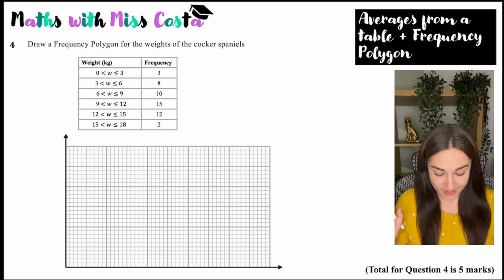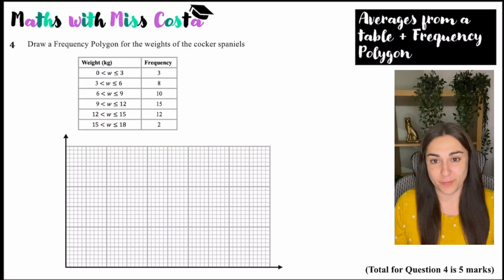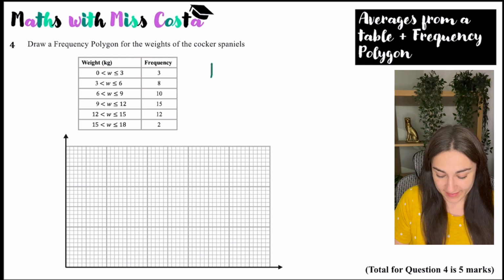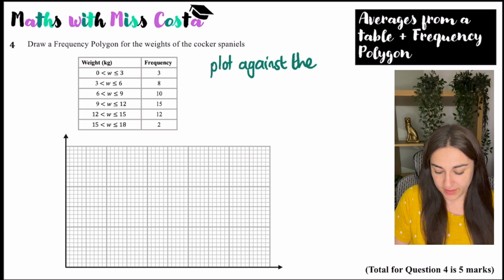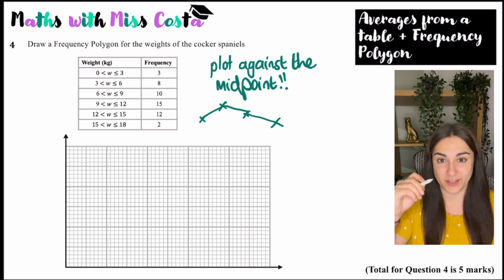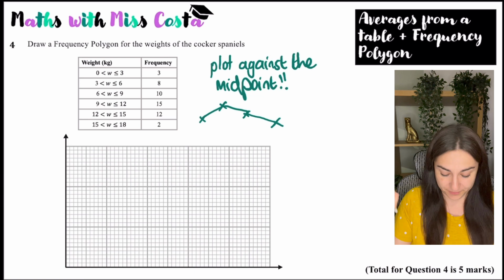Okay, so here I've been asked to draw a frequency polygon for the weights of the Cocker Spaniel. So the same table, just draw a frequency polygon for it. And the key thing with a frequency polygon is always plot against the midpoint. Also, when you've plotted your points, you join them together with a straight line like this. There's no line of best fit. You join from point to point to point to point.